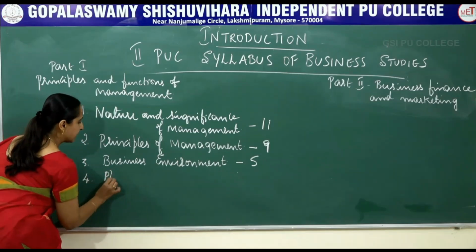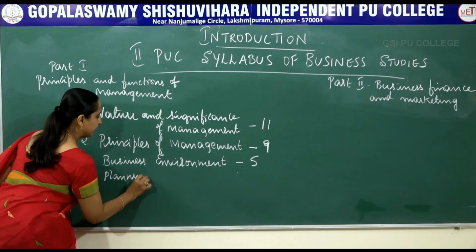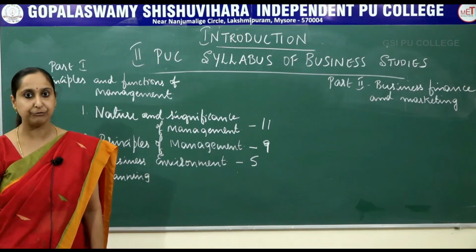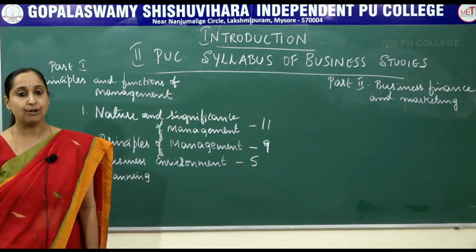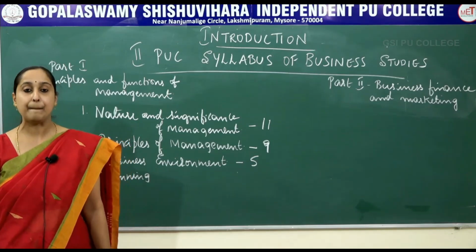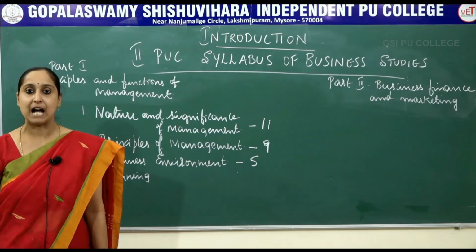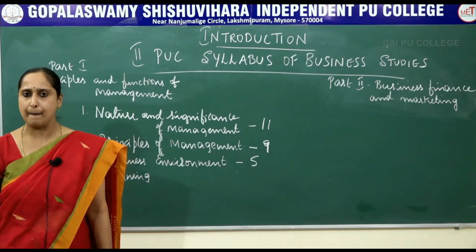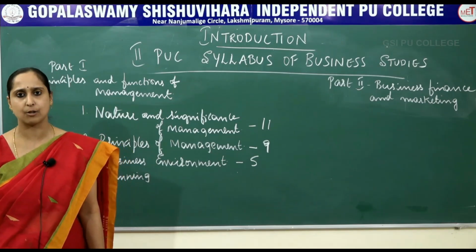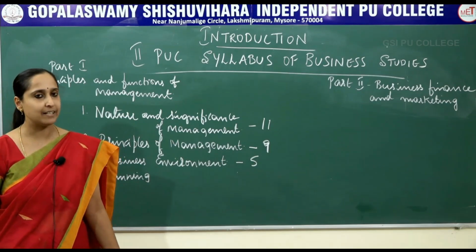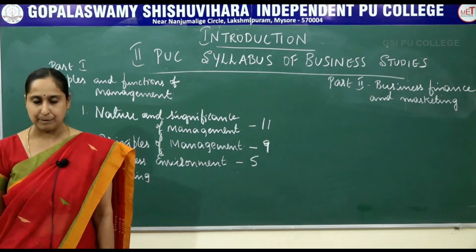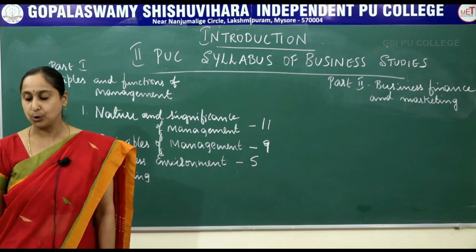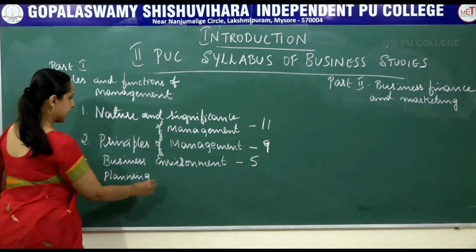Chapter 4 is Planning. So what is planning? Planning is deciding in advance the future course of action. So in this chapter we learn meaning, its importance, planning process and types of plans. Types of plans, you have policies, rules, budgets, objectives, strategies. So these are the various types of plans we learn. Planning is quite an important chapter because it is the first function of management. So total marks allotted to this chapter is 7.